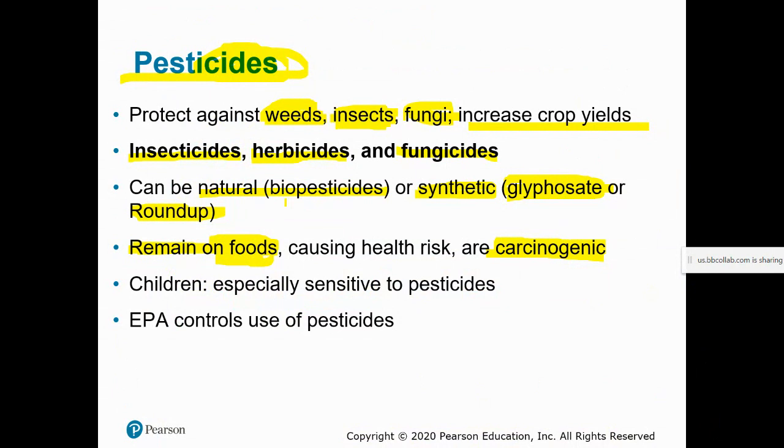So oftentimes we can get glyphosate exposure through eating grains. The good news is that in organic agriculture, glyphosate is not allowed. So simply just by selecting organic tomatoes or organic grains, you significantly reduce your exposure to glyphosate.